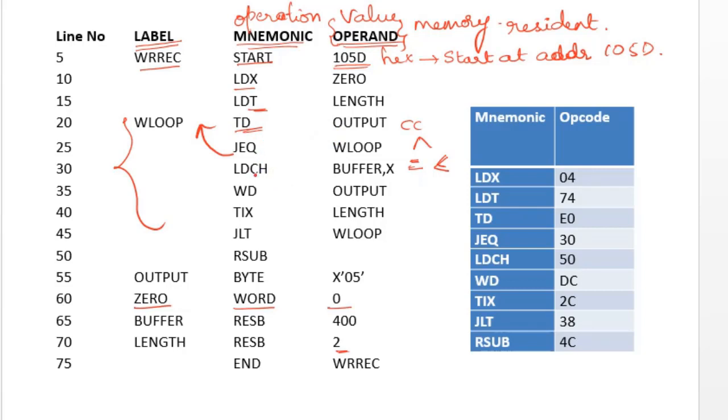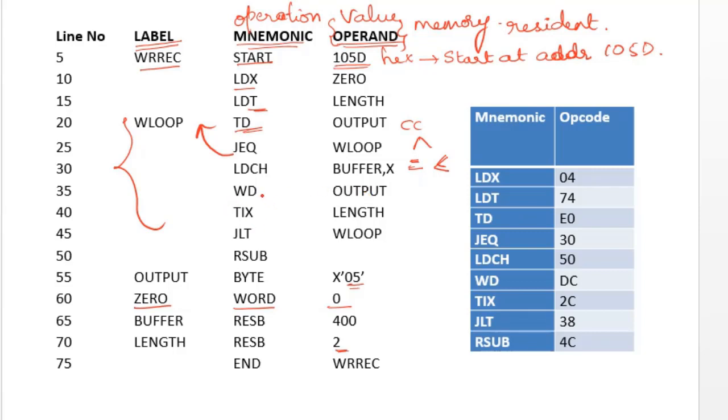If the device is ready, then what we are going to do is take a character from the buffer and load it into the accumulator's rightmost 8 bits. That data we are writing back to the output device. OUTPUT is a device name. I hope you remember all the input output devices will have a unique 8-bit code that recognizes them. Here I have defined OUTPUT with the unique code 05. So whatever character we are copying from the buffer, we are writing it onto the output device called OUTPUT.